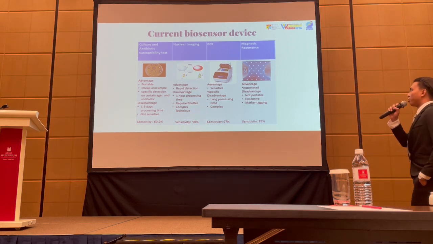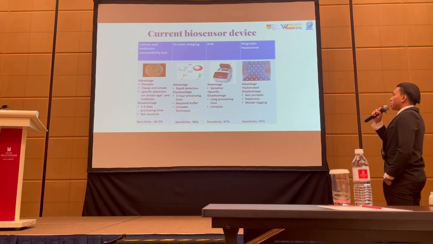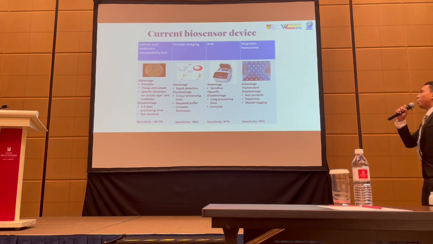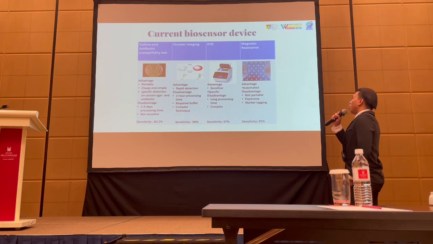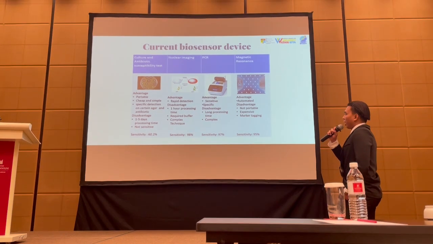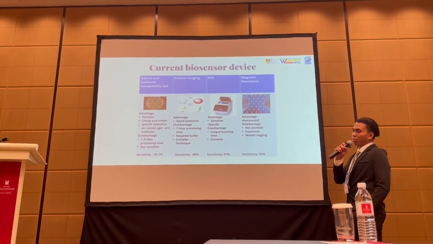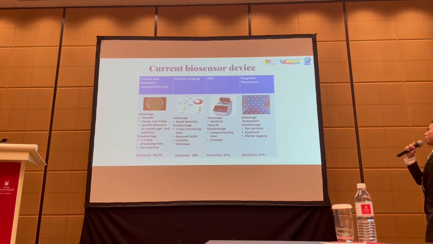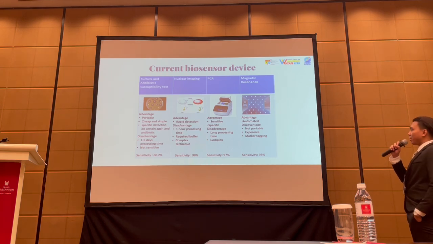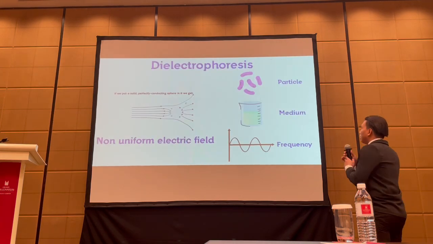And nowadays current biosensors include nuclear imaging, with high sensitivity and rapid detection by 1 hour processing time. PCR is sensitive and specific, with higher sensitivity also, but unfortunately long processing time, and complex, and really needs professional skill to use. And then magnetic resonance, which is automated, not portable, expensive, and market tagging, which has sensitivity 95%. Next.